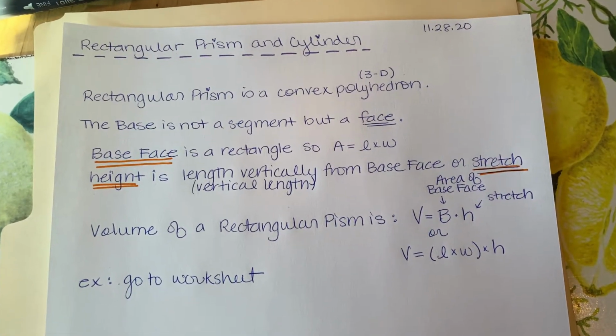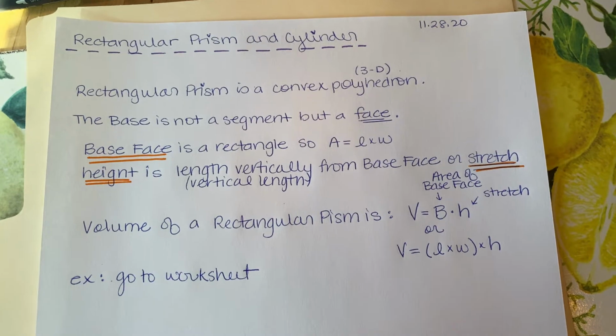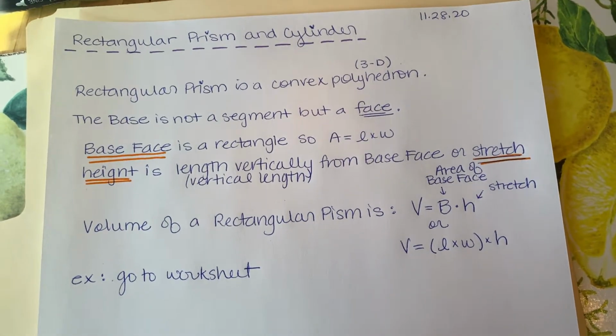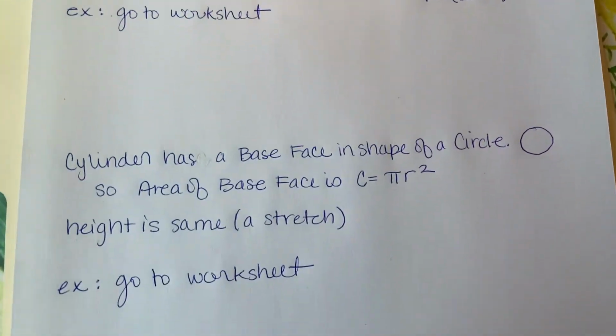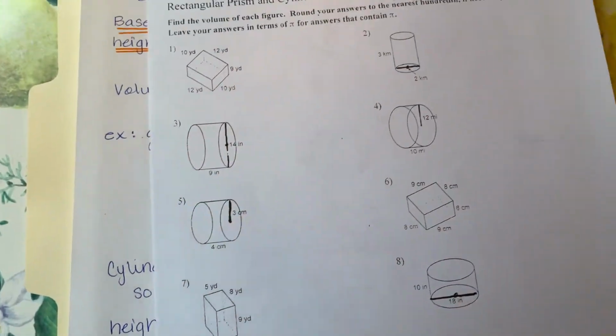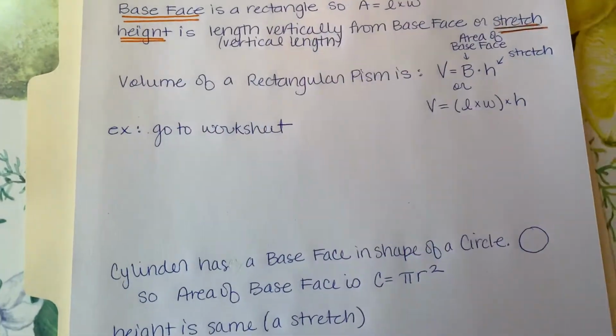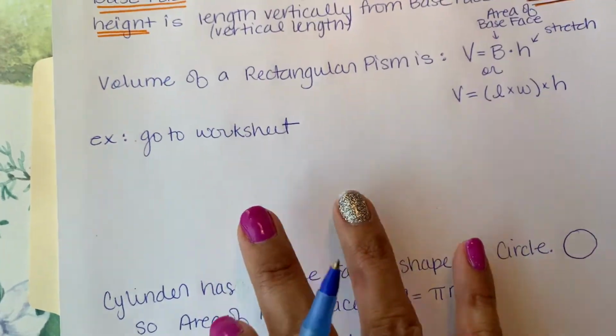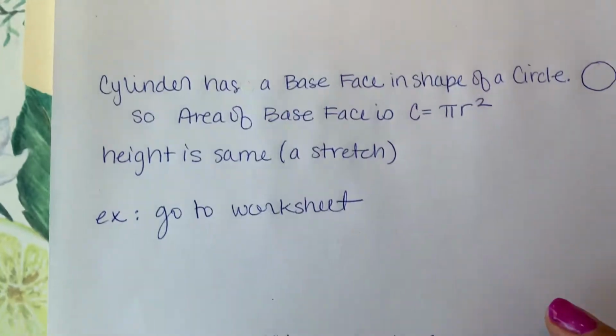Hello, rectangular prisms and cylinders. We're going to work off of the examples. You can see it says go to worksheet. We're going to work off of here. It's a double-sided sheet, so I'll refer to it, but then I'll do some calculation writing here. That's why I have space.